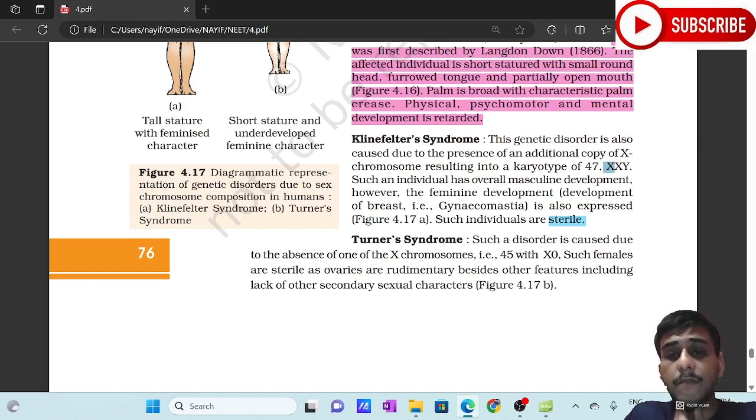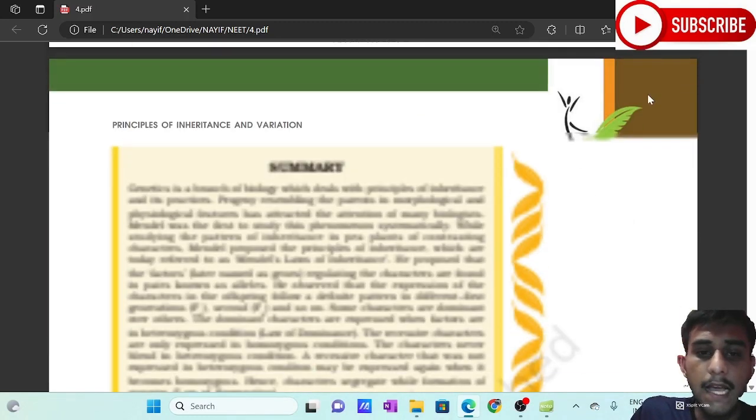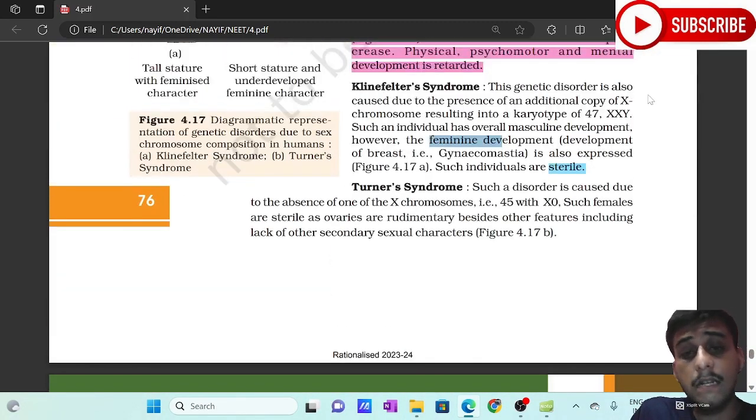Such an individual will have an overall masculine development. However, feminine development is also expressed, because usually XY is male, and an extra X is added. So the human being will have feminine traits in nature, and the individuals will be sterile. They can't reproduce.